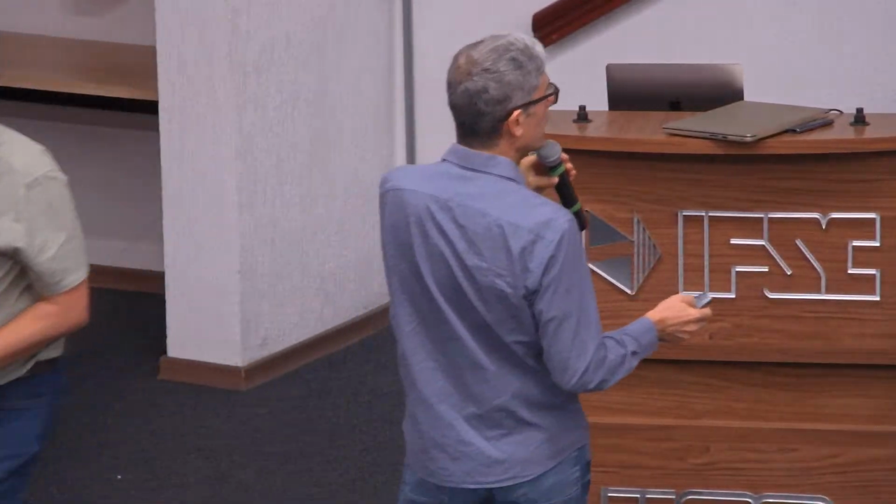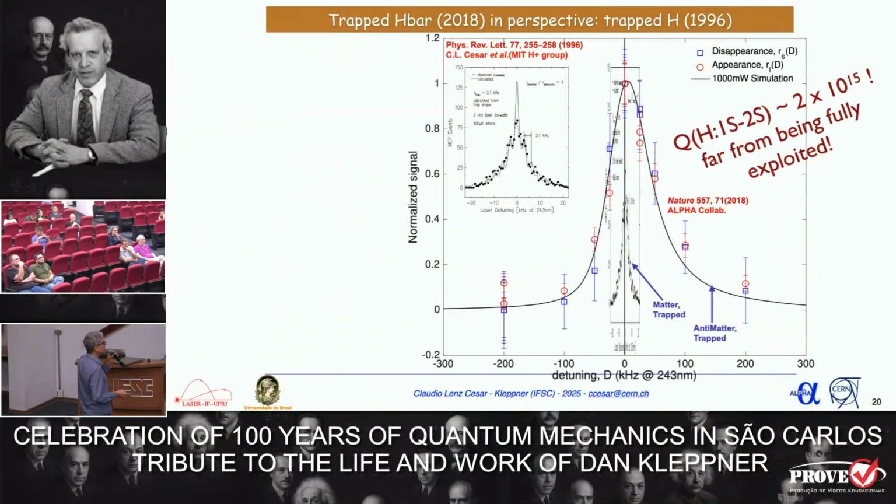Very good. But if I take the ALPHA spectrum of antihydrogen and I put here, from 30 years before that, the hydrogen spectrum that we did at MIT with Kleppner, then you see that antihydrogen has a lot to progress yet, right?